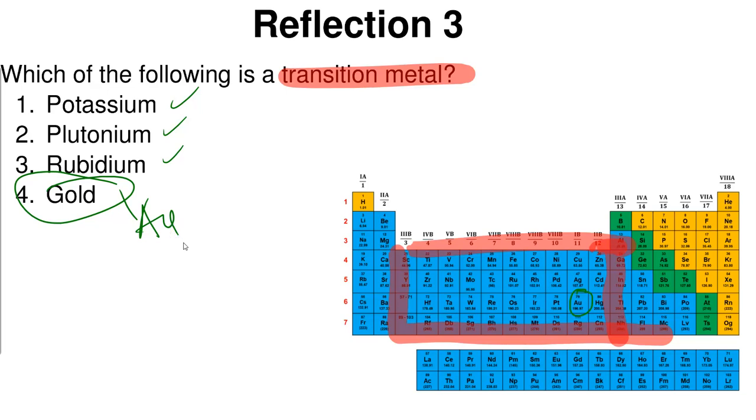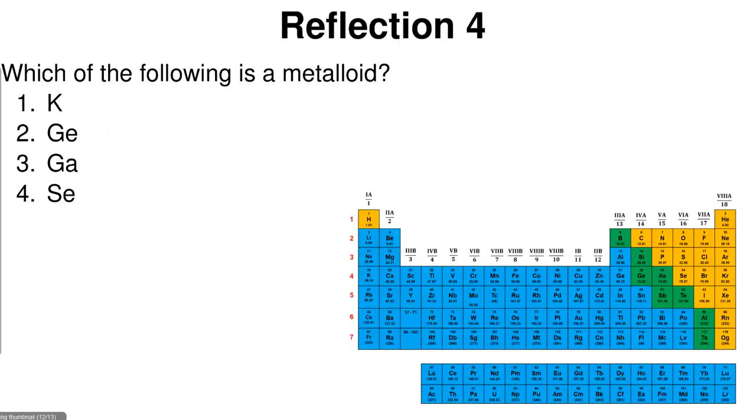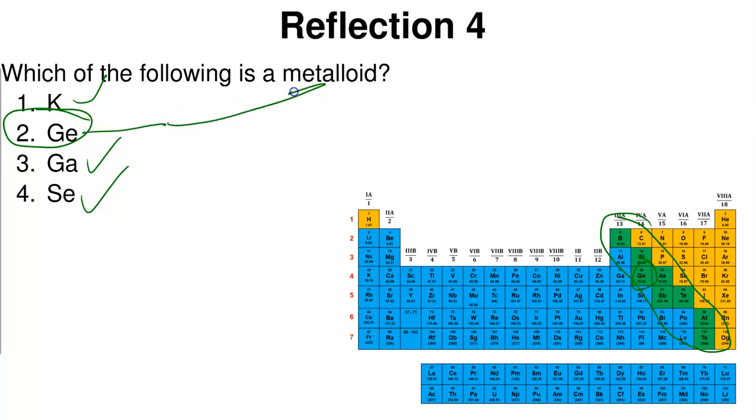All right. The next one, I think, will be the last problem here. Which of the following is a metalloid? When you look at this diagonal separation, that is where you see your metalloid. Potassium is not. Gallium is not. Selenium is not. It has to be germanium. Germanium, of course, is number 32 in the periodic table. Germanium is a metalloid, and that is the answer to that.